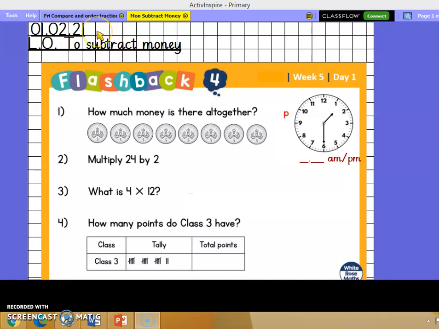Can you please in your book record today's date and learning objective? Today we're going to learn to subtract money. Then will you pause the video and try your flashback 4? Come back to me when you've got all your answers.